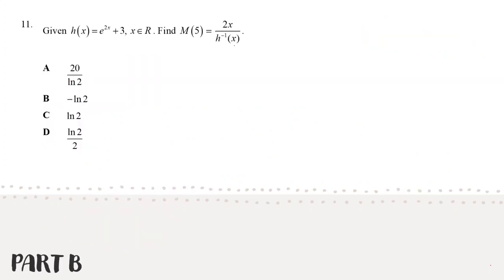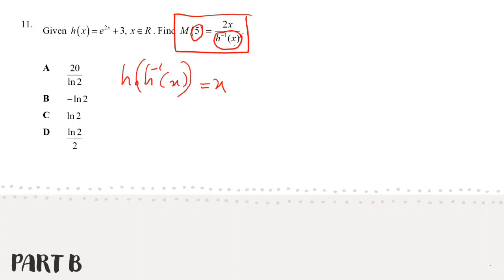Part B, number 11. Given function h(x) equal to e to the power of x plus 3, find function m equal to 2x over h inverse when x is equal to 5. So by looking at function m, we have h inverse. So the first step is to find h inverse by using the property h of h inverse of x is equal to x. So we substitute h inverse into function h.